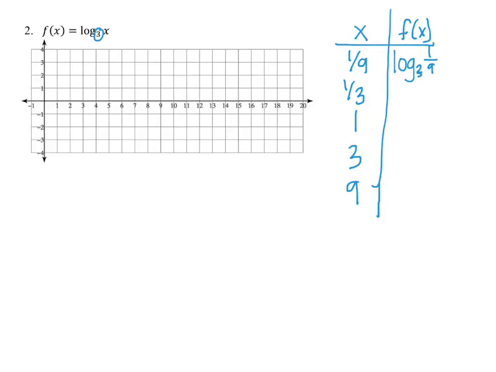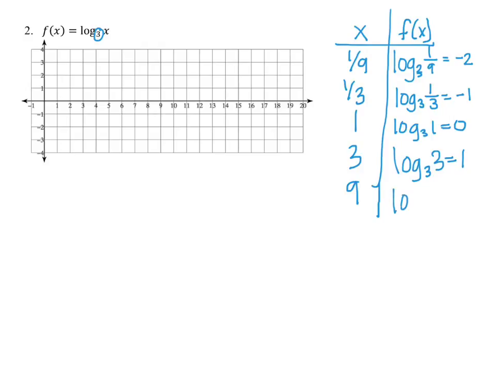Log base 3 of 1 over 9 is equal to negative 2, because 3 to the 2 is 9. Log base 3 of 1 over 3 is going to be negative 1. Log base 3 of 1 is equal to 0, because any number with an exponent of 0 equals 1. Log base 3 of 3 is equal to 1, and log base 3 of 9 is equal to 2, because 3 squared equals 9.